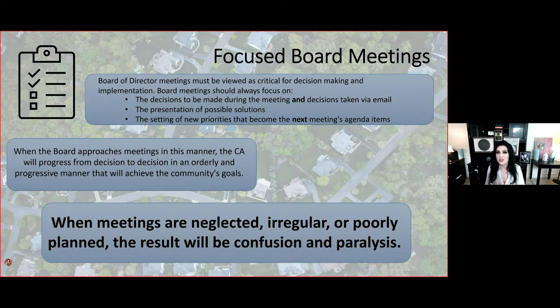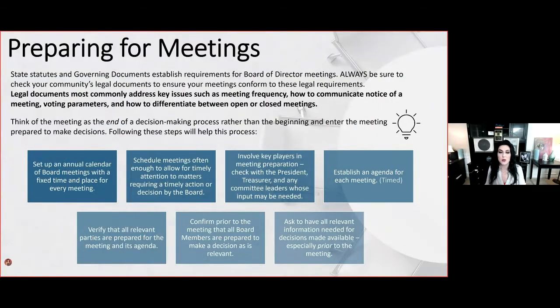So presentation of possible solutions, or sometimes what we consider to be discussion, okay? And then setting of new priorities for the next meeting's agenda. This seems to be common basic knowledge, but it's very important to know that these things are required in order to be present, right? We already talked about when there are not effective meetings or irregularities within meetings, it can be very, very difficult for associations to have cohesion from one board of directors to another.